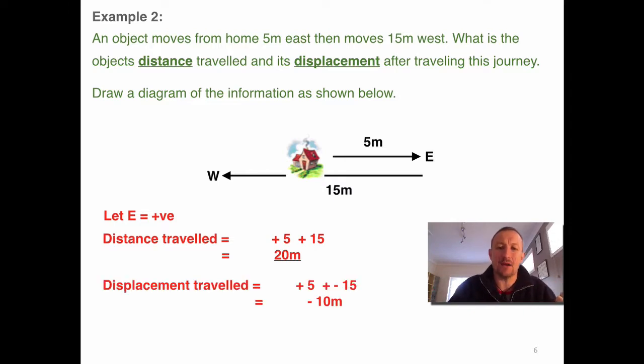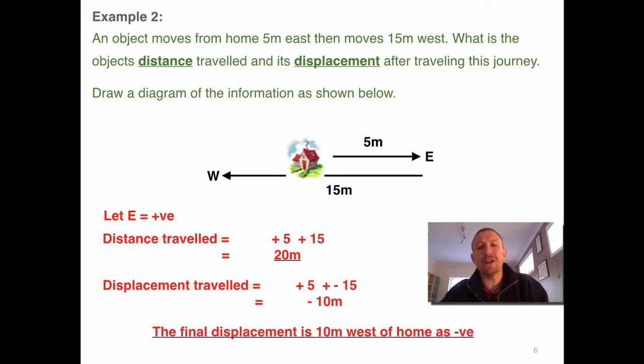So we then get this scenario. We end up having plus 5 plus minus 15. The minus 15 meaning we're going in the opposite direction. So the plus and the minus combine together to make a minus. So we get 5 minus 15 equals minus 10 meters. Now what does that minus 10 meters mean? It means that positive is to the right, negative is to the left. So we ended up 10 meters to the left, or 10 meters to the west of home. So the final displacement is 10 meters west of home, as it's a negative value.